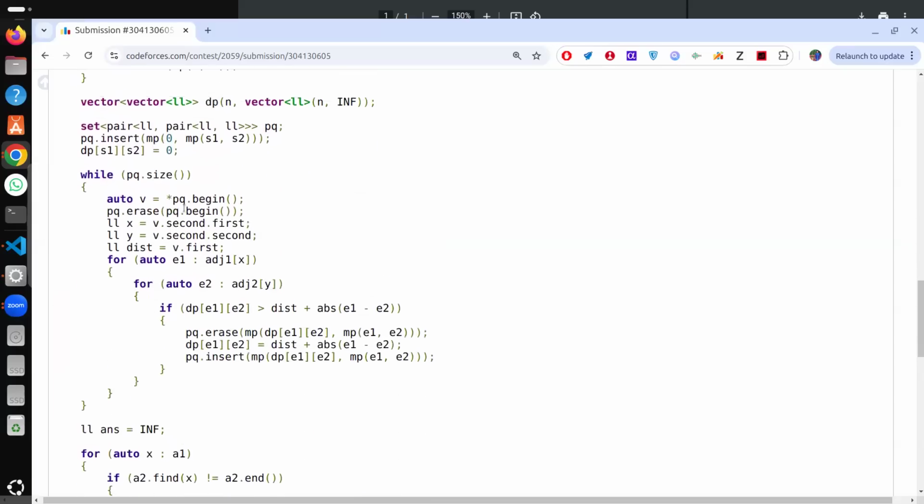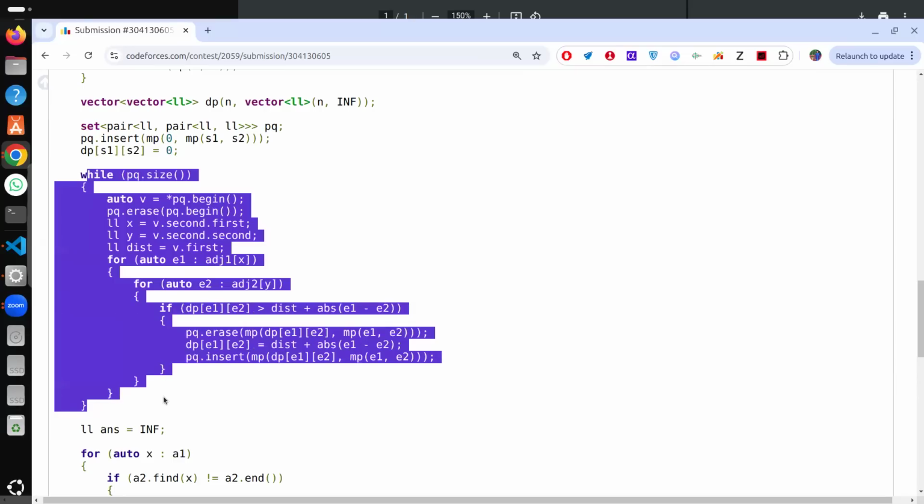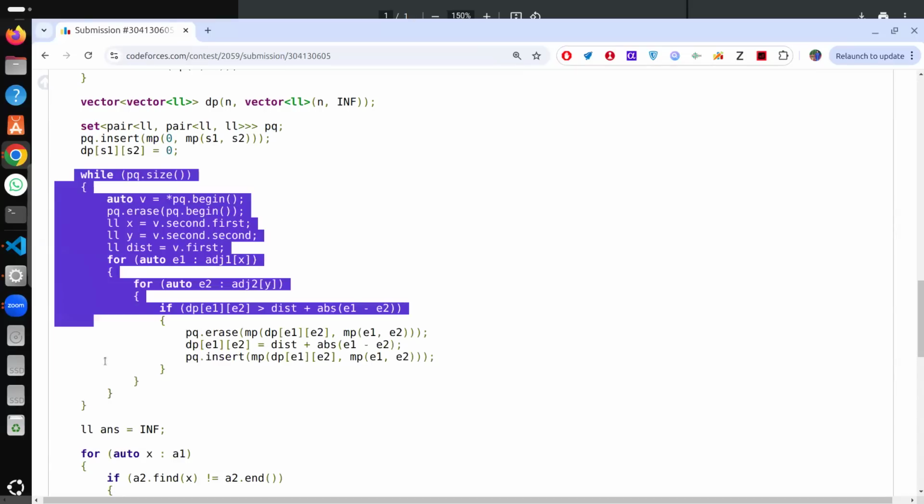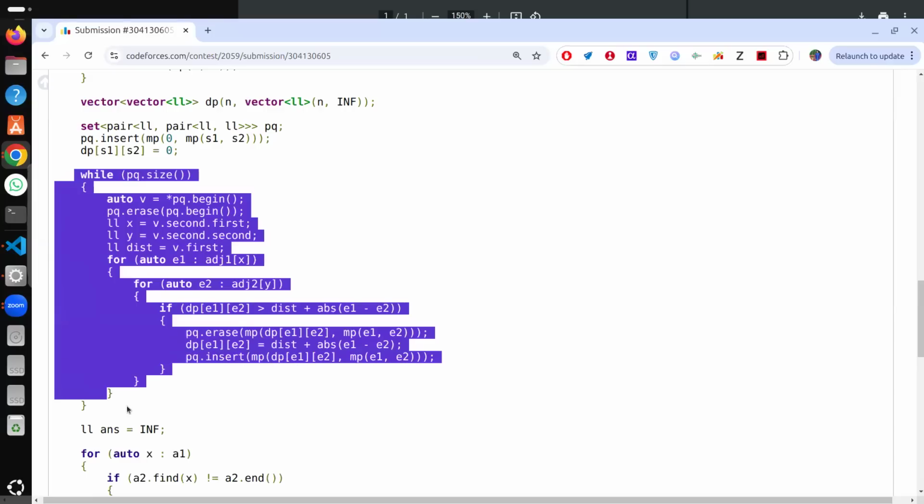Then I just applied Dijkstra here. So this dp is actually the distance array. Like in Dijkstra, we have a distance array, right? So that is this distance array. And this is the priority queue we have in Dijkstra. So I inserted the starting index, and the distance of the starting index is 0. And I just applied Dijkstra here. This is very standard code, so I don't think you would have a problem in that. So this is just Dijkstra applying.